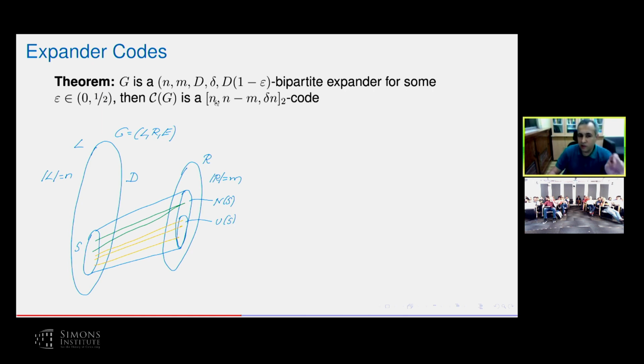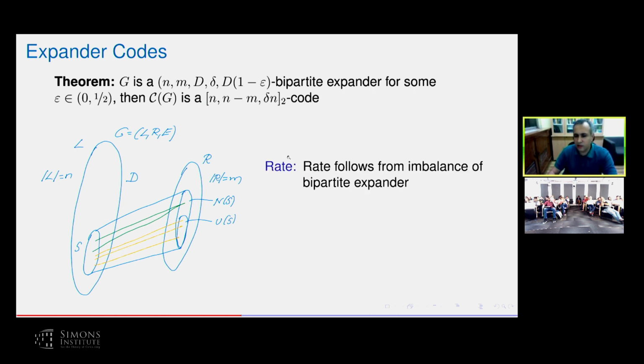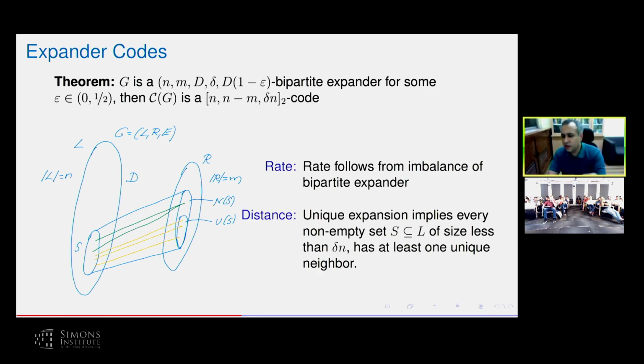It has block length n, the rate is (n minus m) by n, and distance delta n. We already saw the rate. So rate already follows from before, and distance is just an easy consequence of this one. Unique expansion implies that every non-empty set S of size less than delta n has at least one unique neighbor. So any code word which we have, if it is a small weight code word, is going to have at least one unique neighbor, and the corresponding constraint will be unsatisfied. So that can't be a valid code word. So once you have unique expansion, you're going to have a code.